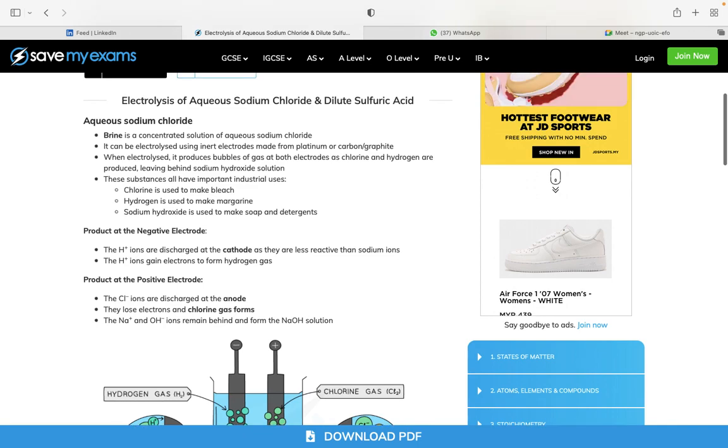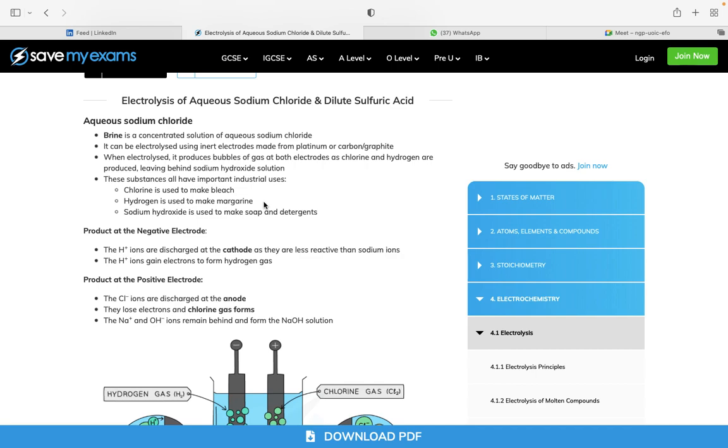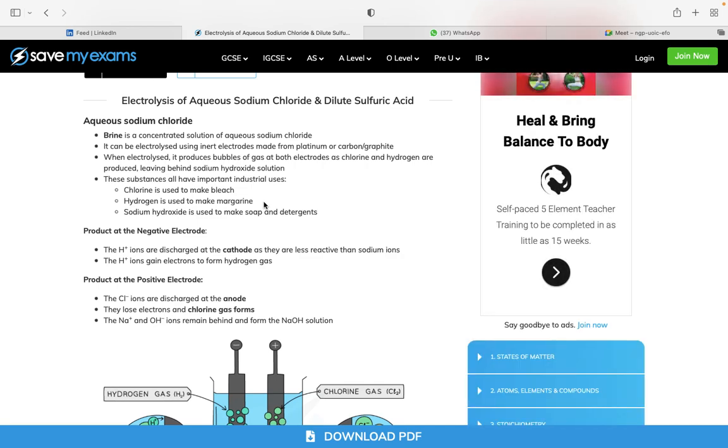Okay, now let's quickly take a look at this. When electrolysis produces bubbles of gases at both ends, which gas will be at the anode and which gas will be found at the cathode? The gas at the cathode will be hydrogen gas. The gas at the anode will be chlorine gas. Right?